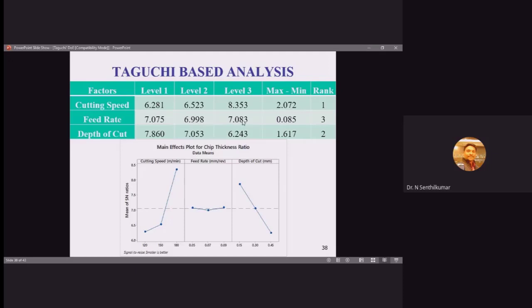Similarly in this case 7.083 is the maximum, minimum is 6.998, so this value. So among this, which is the highest one, the maximum one, 2. So that is given rank one. So the influence of cutting speed will be higher in this case. So this is what we are going to identify. Okay. Then the influence of depth of cut is going to be higher. Then finally the influence of feed rate is going to be the last.